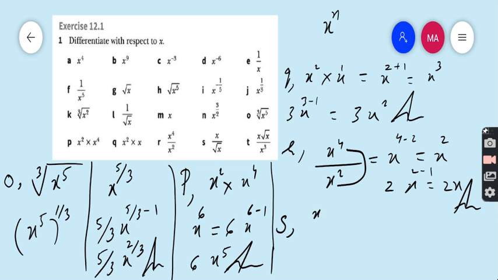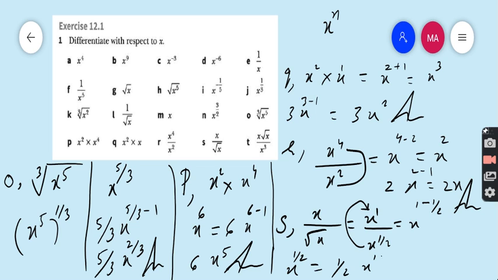S part, x upon root x. Root means half, and the power of x is 1. Shift this 1 upon 2 into numerator. So 1 minus 1 upon 2. 1 minus 1 upon 2 is 1 upon 2. Write power first. Subtract 1 from the power. 1 upon 2 minus 1 is minus 1 upon 2. The final answer of part S is 1 upon 2 x to the power minus 1 upon 2. Now move to last part T.